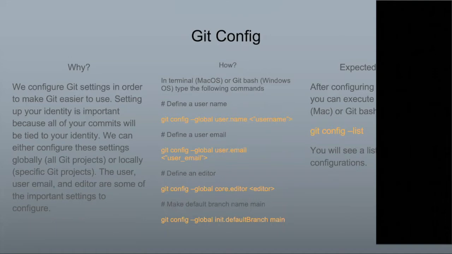After you configure your Git user configuration file, you can view all of your configurations by running this command over here, the git config list command. And these are double hyphens. The longer hyphens are double hyphens.